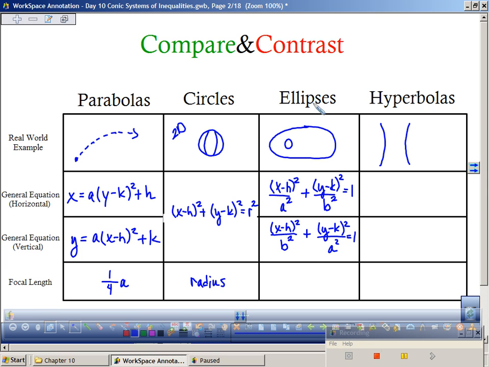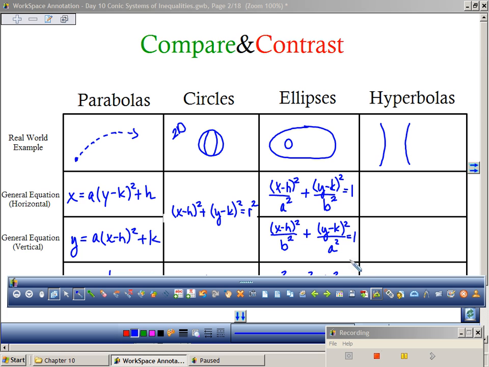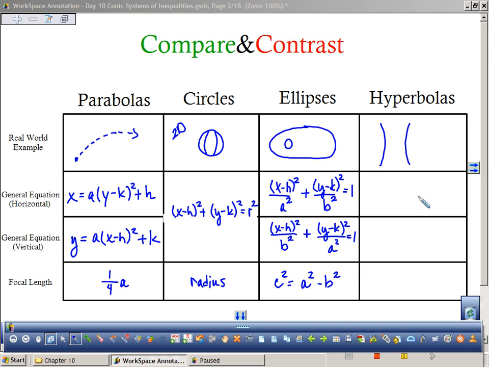What's the focal length of an ellipse? What do we use to measure that focal length? Minus b squared. So what are all these right here? Pretty much the same, except for what? What is the difference? We're comparing and contrasting.